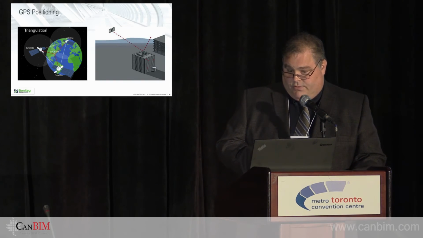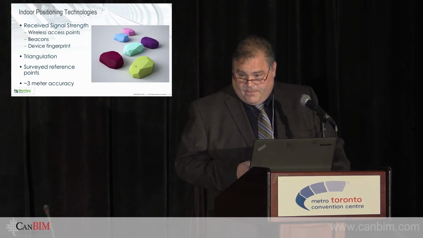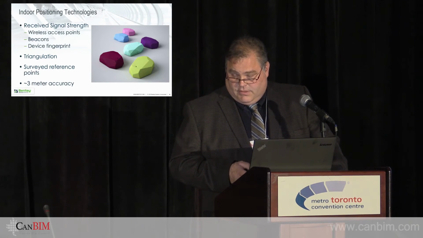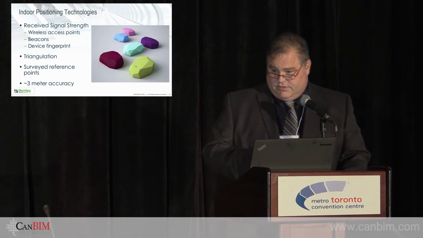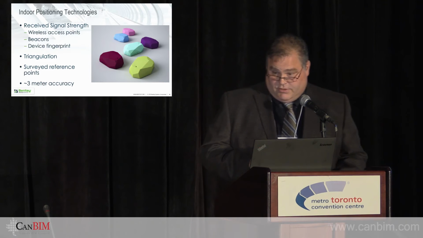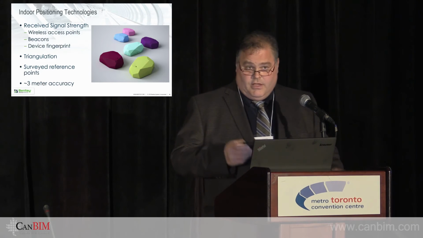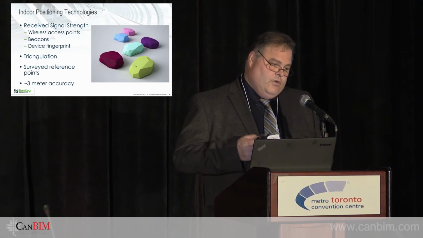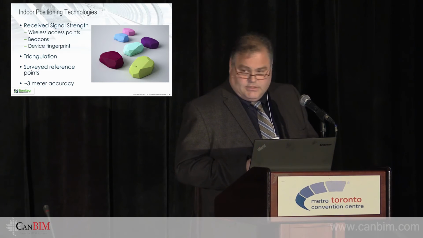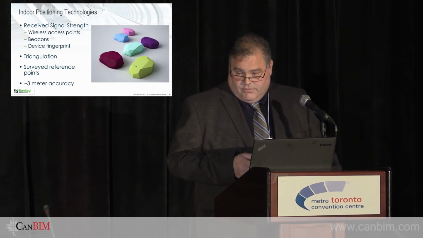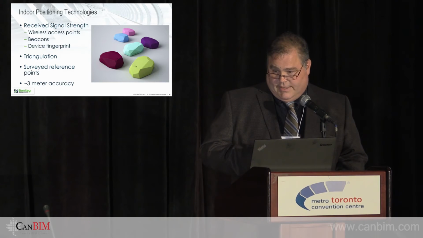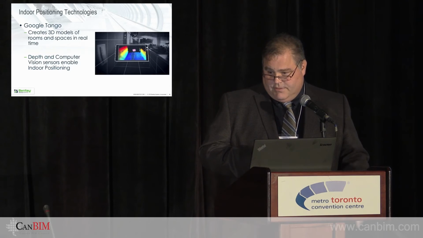Like I said, the traditional way was through satellites, and then we have indoor positioning technologies, where we receive signals and signal strengths from wireless devices, using triangulation and survey points. So we can identify with these tools where you are in the world. How does that relate to BIM? I'll get to that in a second. You can receive information from wireless access points, triangulate where you are, and position it. We are looking at about a 3-meter accuracy.